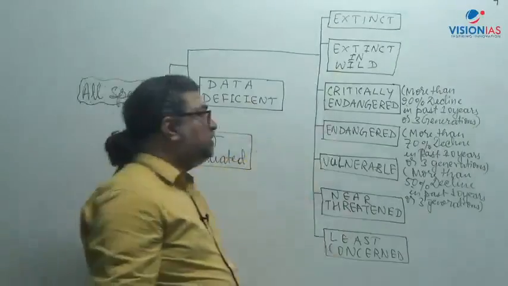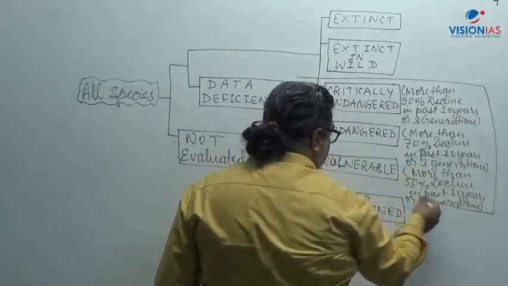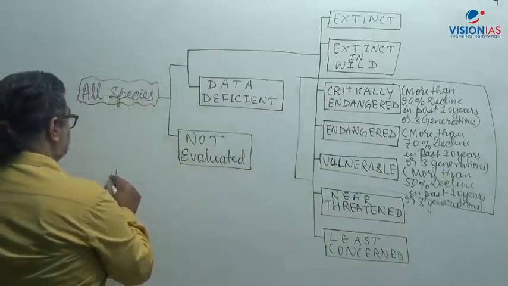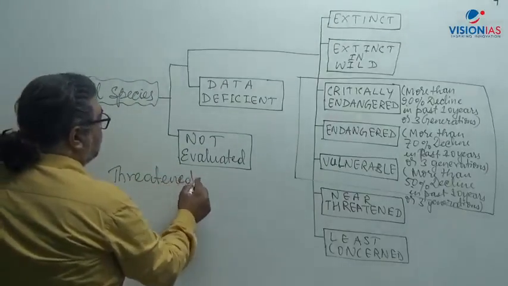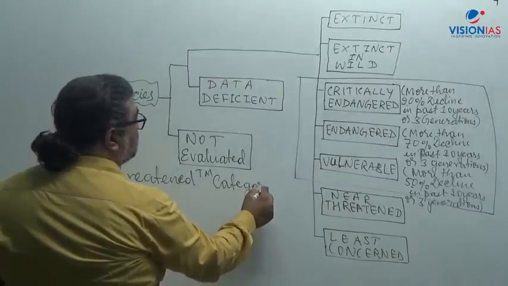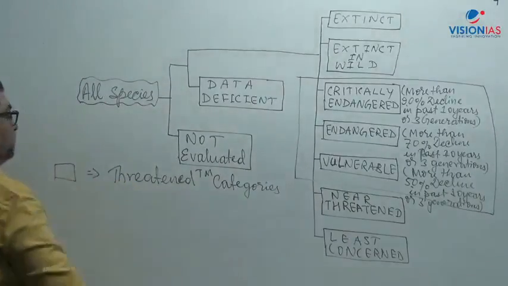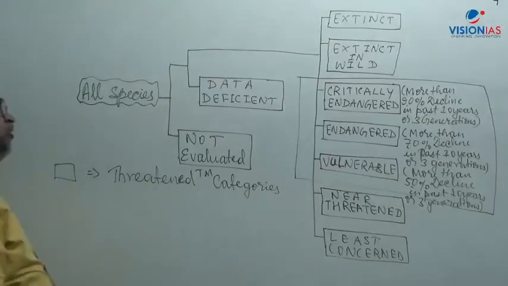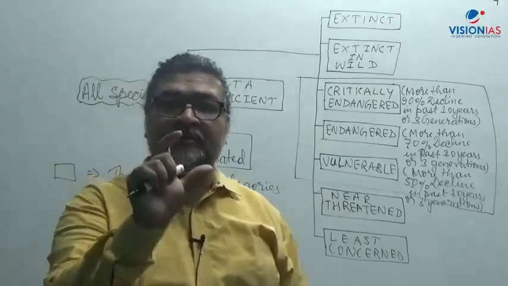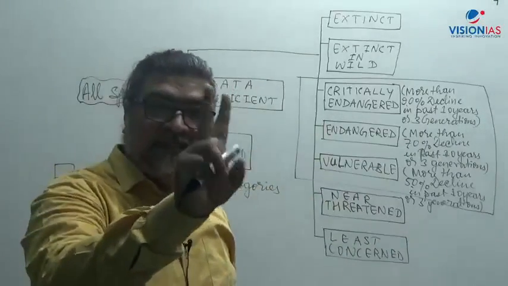Now these 3 categories I am putting in the box here: critically endangered, endangered and vulnerable. These 3 categories placed in the box are called threatened categories. Whenever you come across the word threatened, which is a trademark word of IUCN, these are the categories: either critically endangered, endangered or vulnerable. The word threatened is a particular term trademarked by the IUCN, in the context of the Red Data Book, where it refers to 3 categories: critically endangered, endangered, vulnerable.